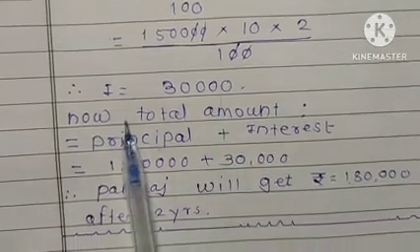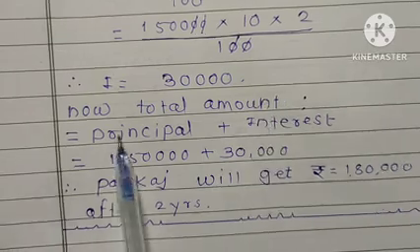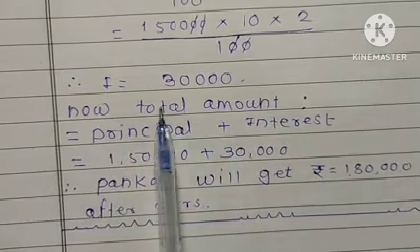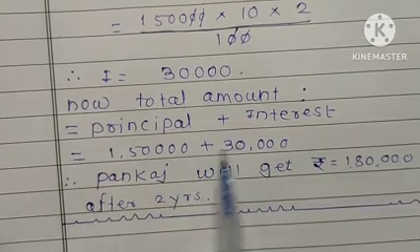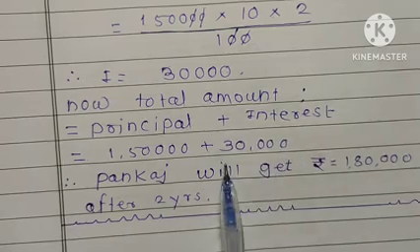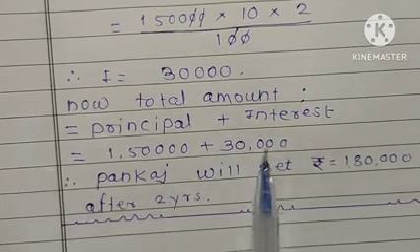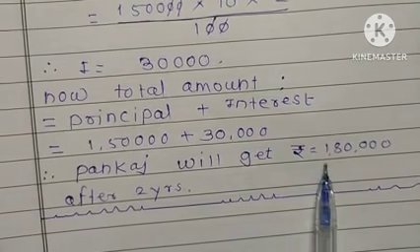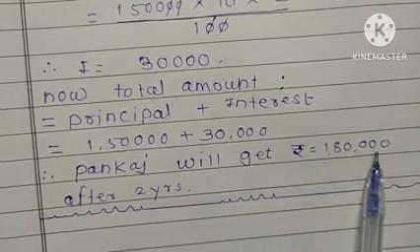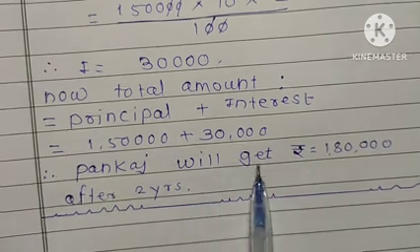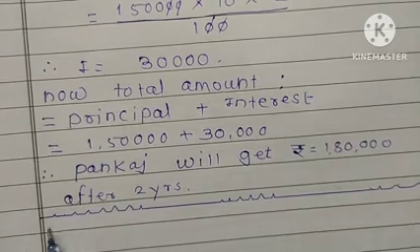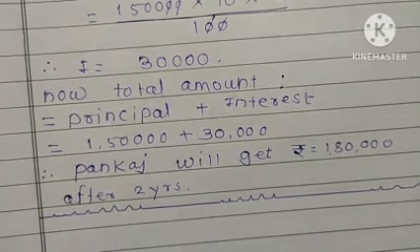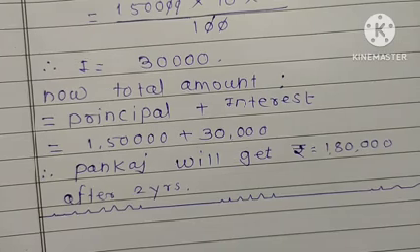Now total amount, principal plus interest, that will give you total amount. So principal is 1,50,000 plus interest 30,000. So addition will be rupees 1,80,000. So Pankaj will get rupees 1,80,000 after 2 years. So friends, here ends practice set 40.